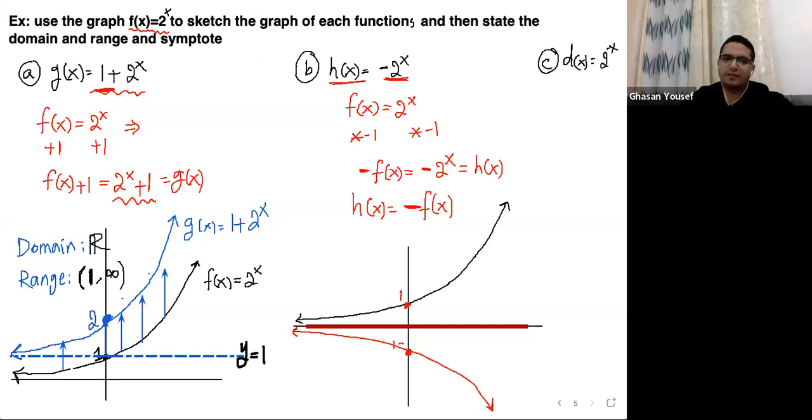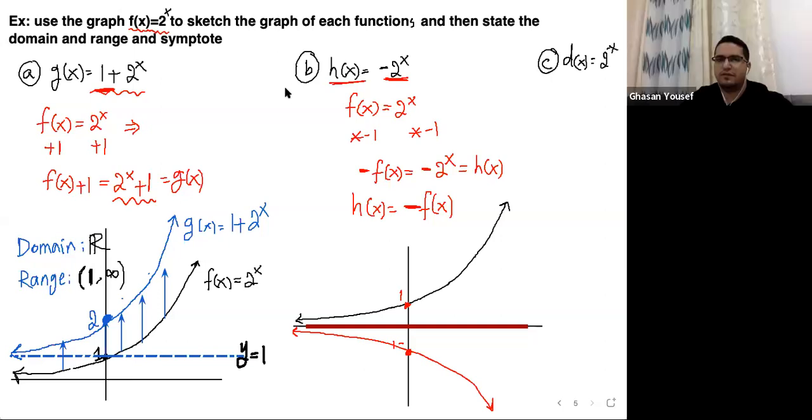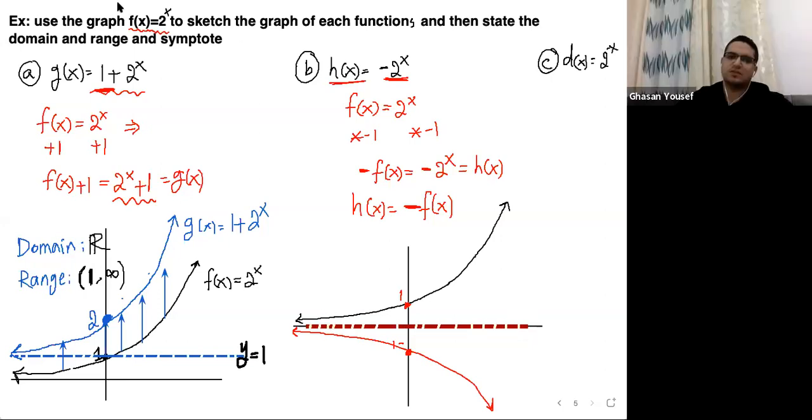What's my domain? The domain for the original function or the new one? For the new one, the red one. It's going to be from negative infinity to positive infinity. Yes, so it's the real numbers. So the domain is R. What's the range?